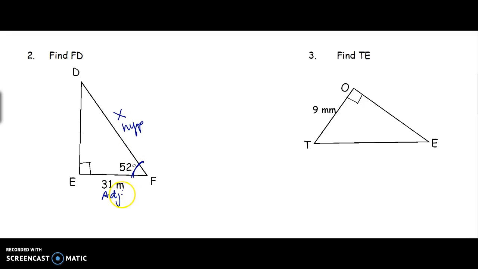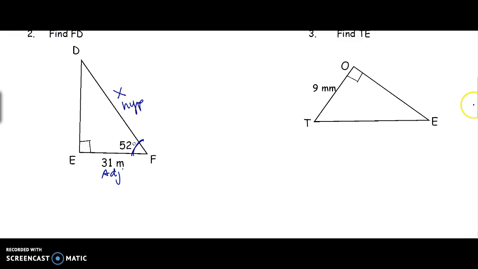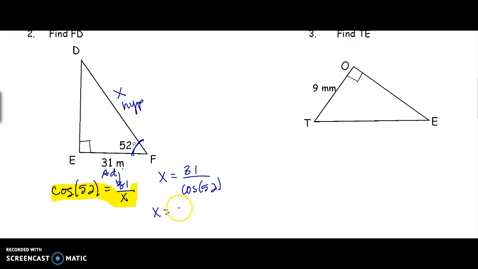So which trig function uses adjacent and hypotenuse? In this case, we're going to use cosine. So we take cosine of our angle, which is 52, set it equal to adjacent over hypotenuse. So this is another one of those where we have to switch the trig function and your variable. So you're going to have x equals 31 over cosine of 52. So go ahead in your calculators, 31 divided by cosine of 52, and that'll give you 50.35.